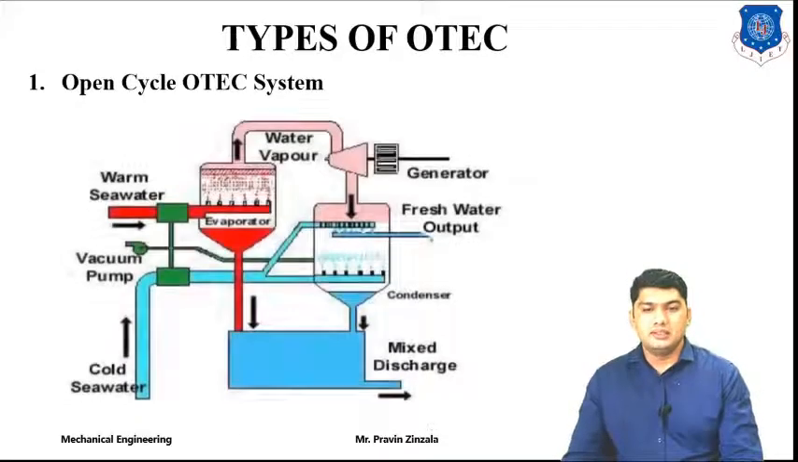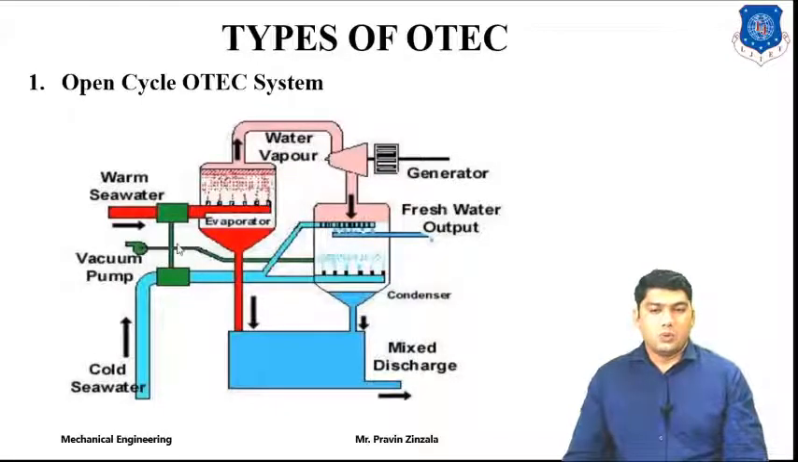Open cycle means the fluid will be inlet from the ocean and the fluid will exit to the ocean, so it's called open cycle. This is the basic diagram of the ocean thermal cycle, and the basic components are pump, evaporator, turbine, generator, condenser, and ocean. During the daytime, the ocean top water will warm up, so we can also utilize the warmed up water.